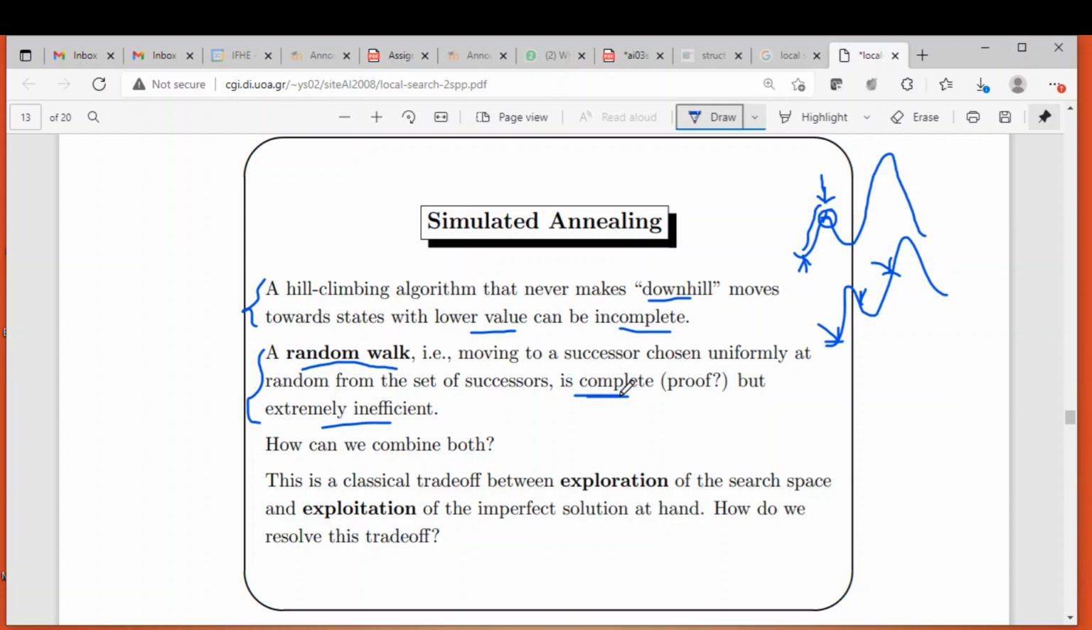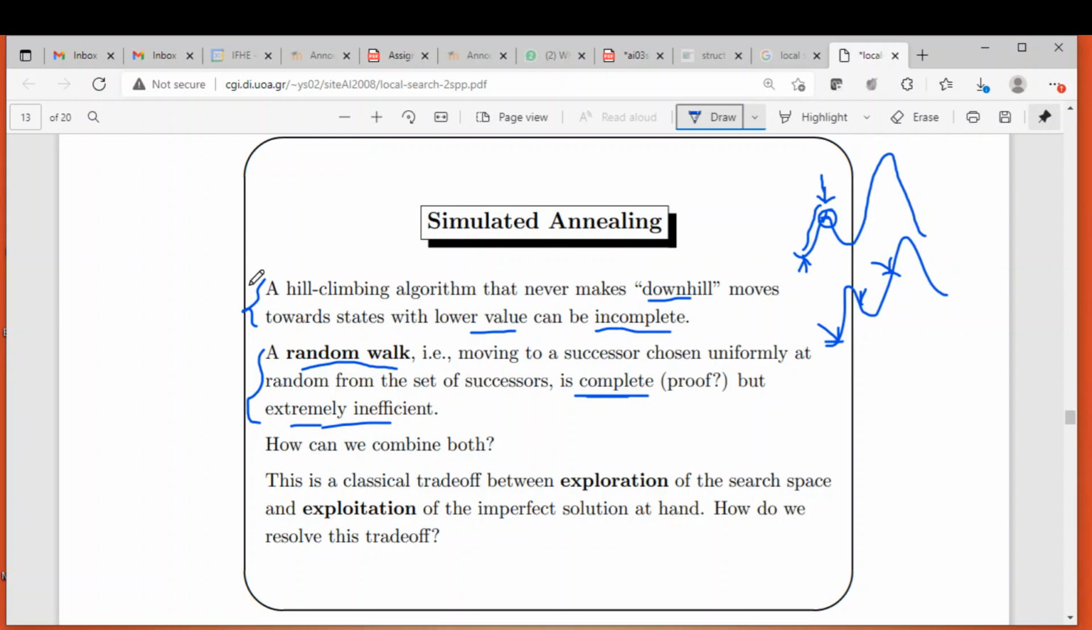it is complete. It is not incomplete. Incomplete in the sense it may not find a solution, but this is complete. It will find a solution, but the solution may be extremely inefficient. Because like this we may have to perform so many number of times to find the solution.